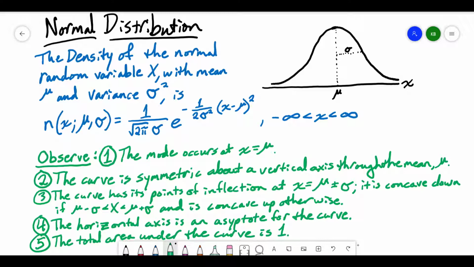It has points of inflection if we look 1 standard deviation away from the mean to the left and to the right of the mean. It's concave downward if we're between the mean minus one standard deviation and the mean plus one standard deviation, and everywhere else it's concave up. That horizontal axis, because we get really, really close to it without ever touching it, acts as an asymptote for the curve. And this curve, despite going from negative infinity to infinity, the area under the curve is equal to 1. It is a probability distribution.